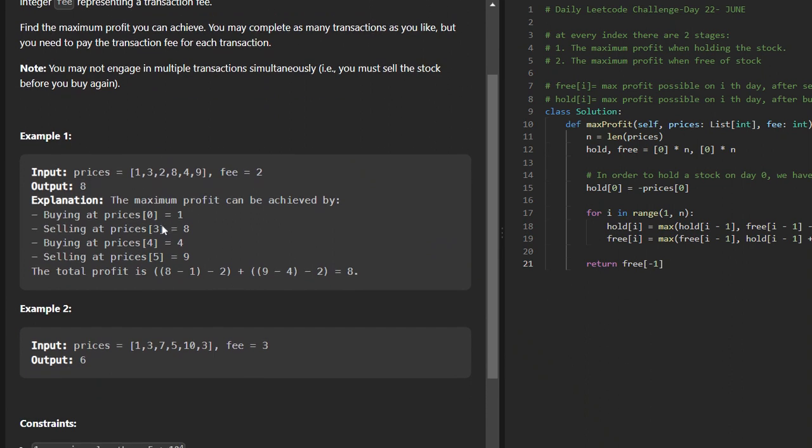One more important thing, let's see the example, then we will go to that. These are the various prices on the various days. Suppose I buy a stock at this price. Its price is 1, on the 0th day, then I can sell it at this price.